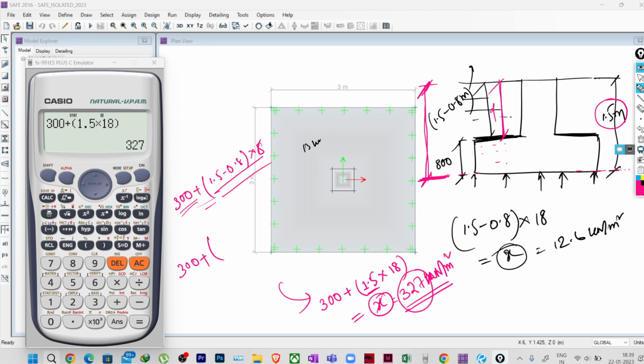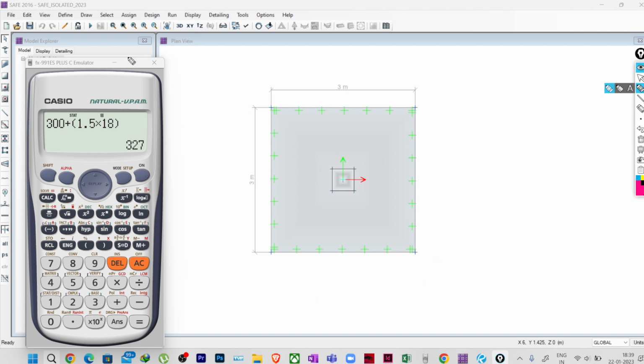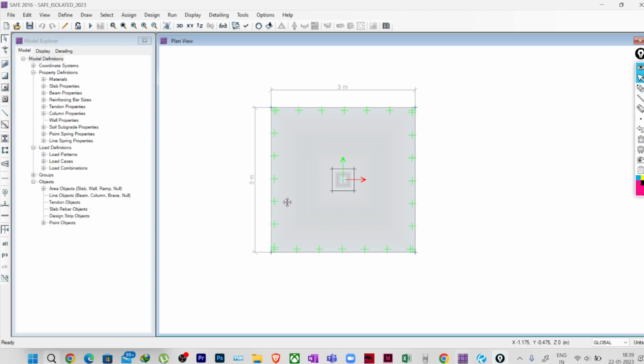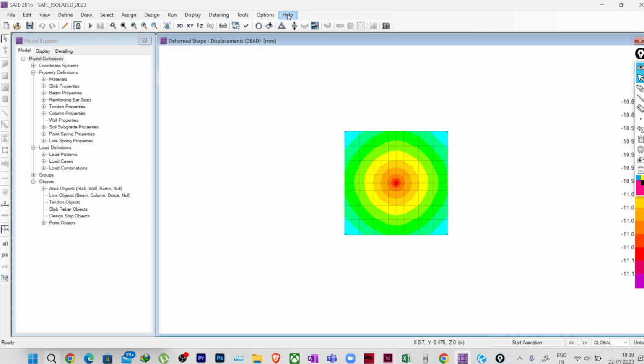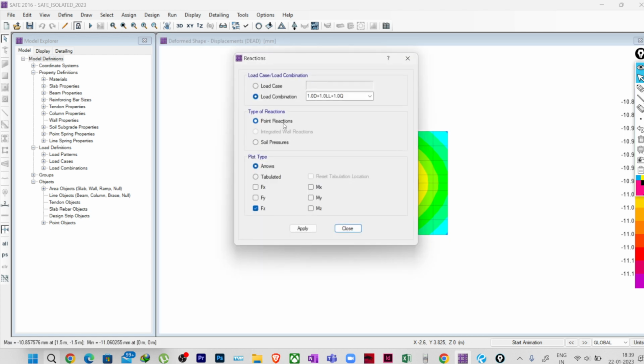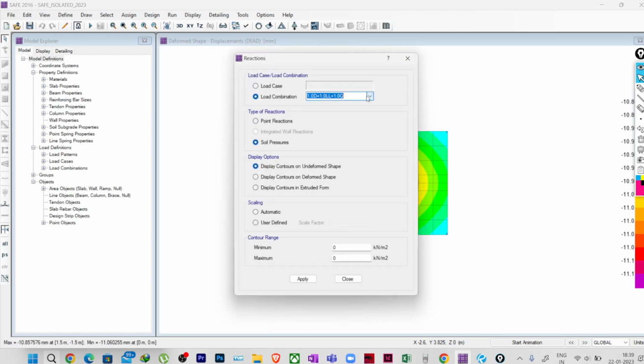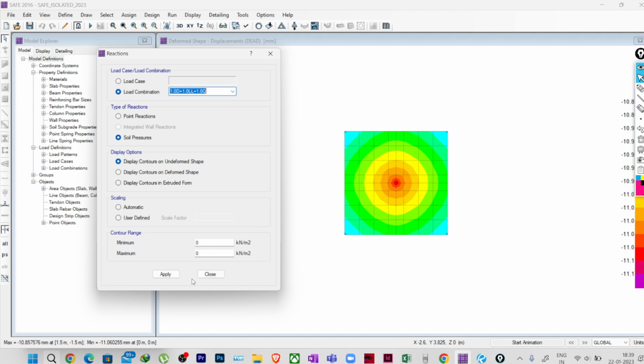I think our footing is clear under this pressure. So if you just see, let me run the analysis, and if I go to here, I'll take this service load combination and I'll click on apply.